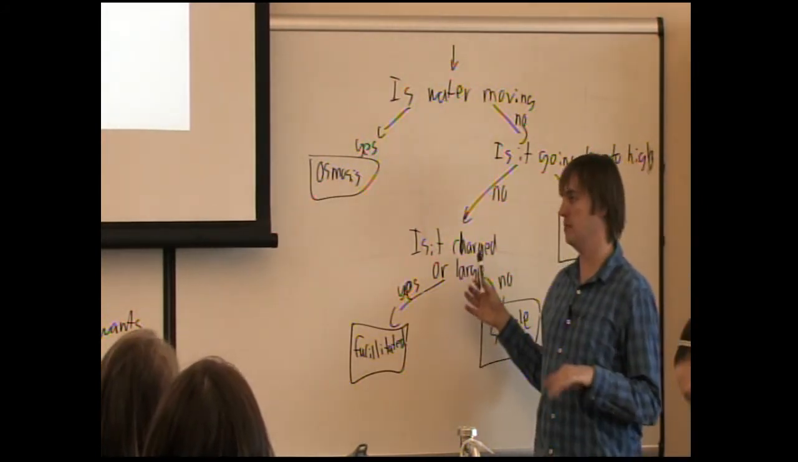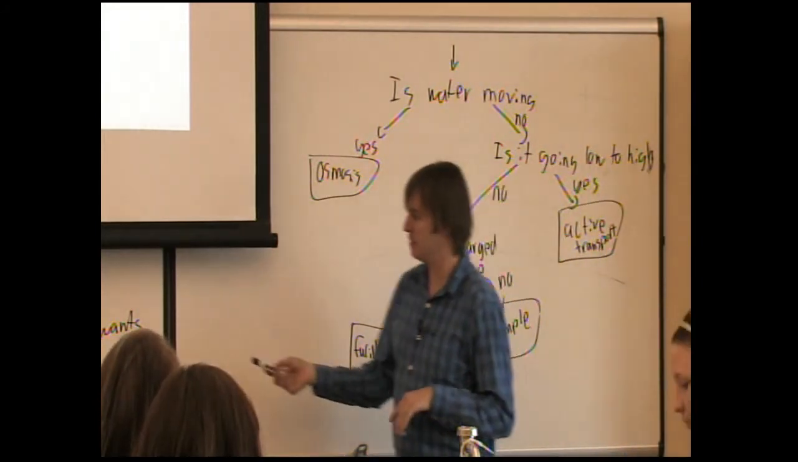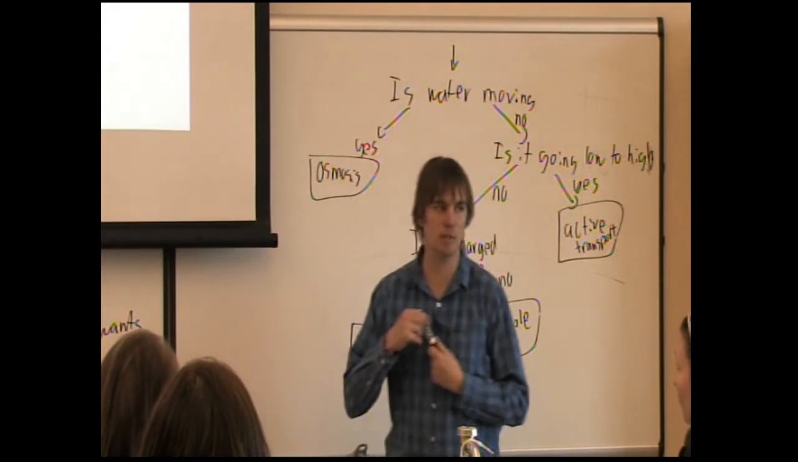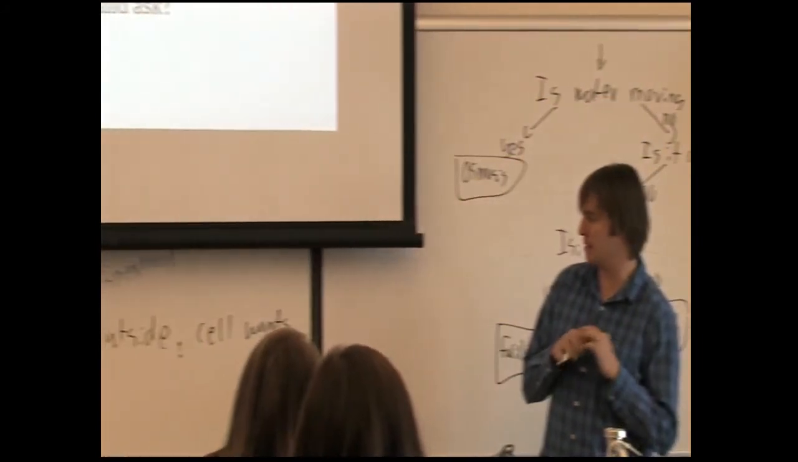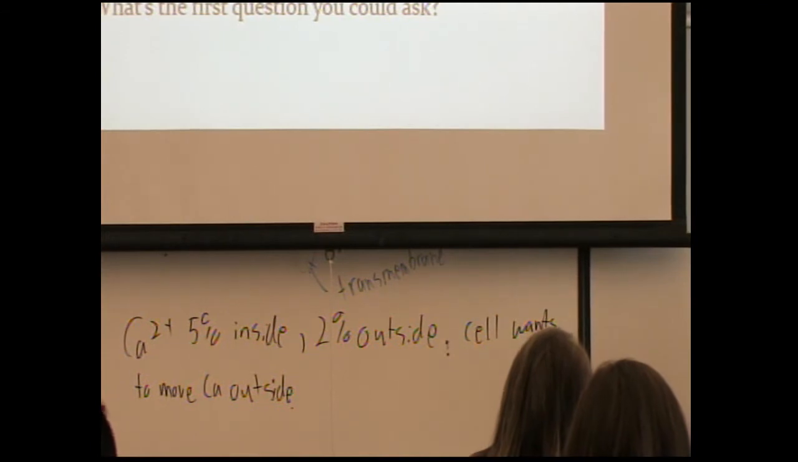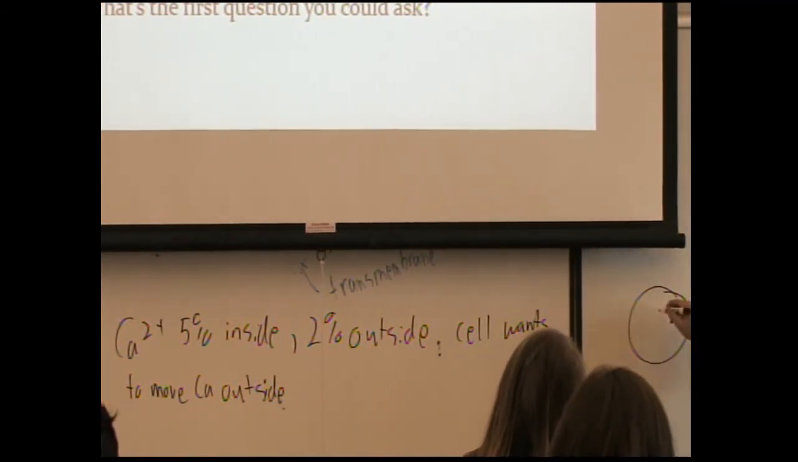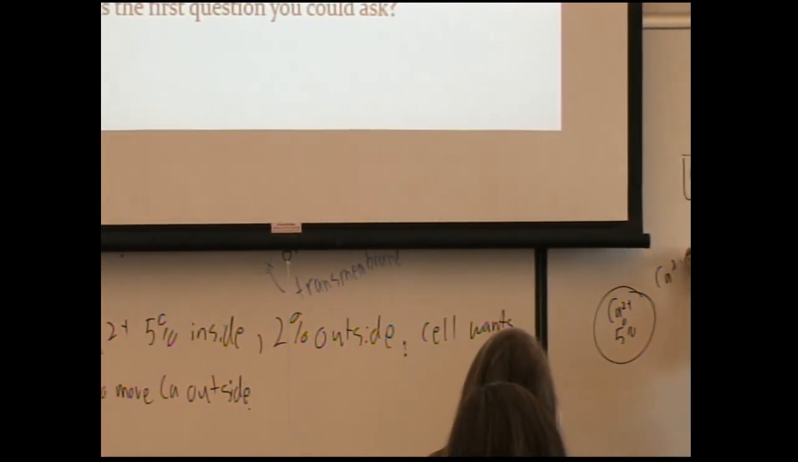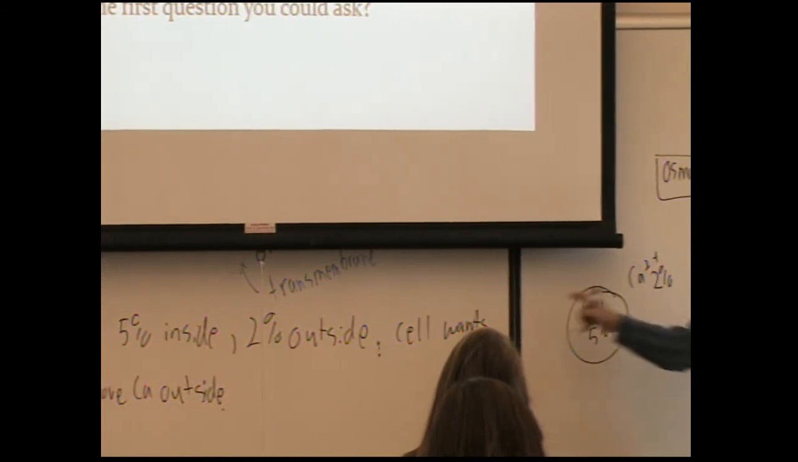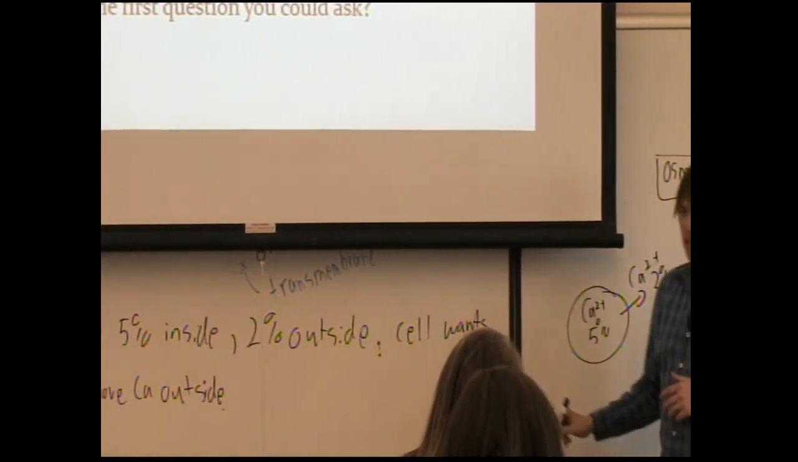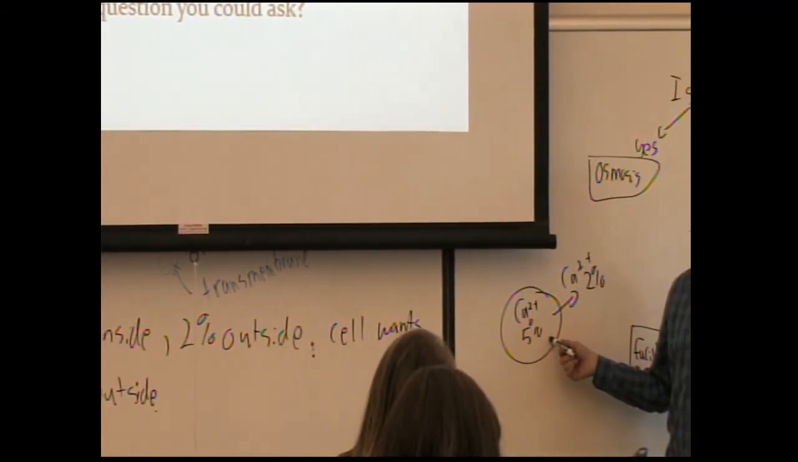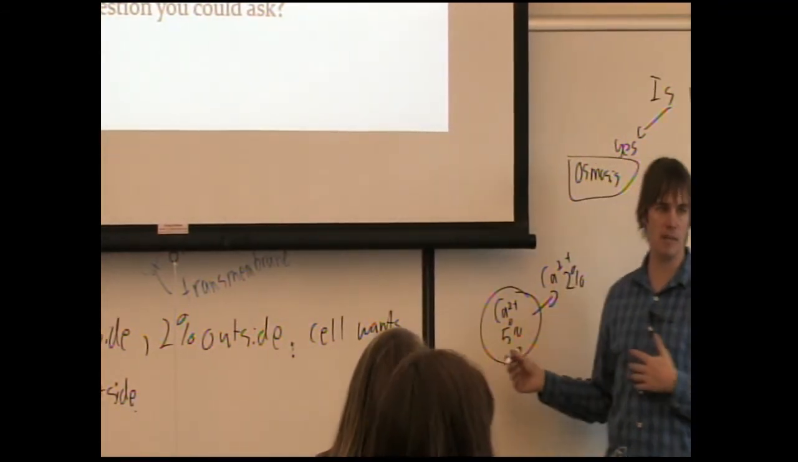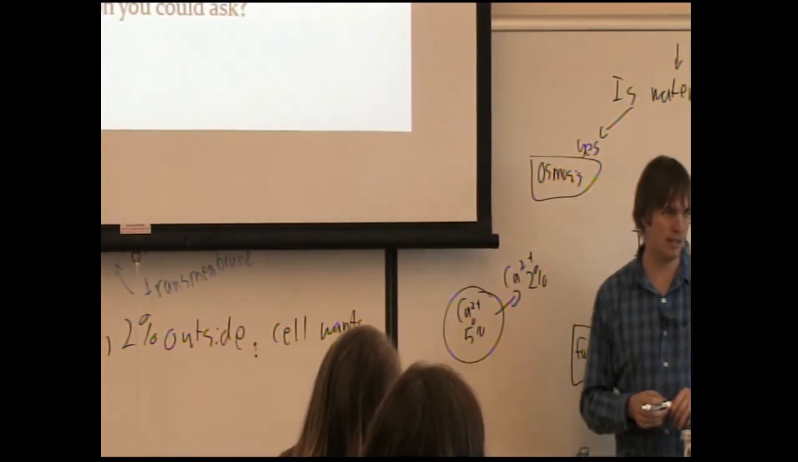all right, so the way you'd use it, we've got this problem over here. Calcium 5% inside, 2% outside. Cell wants to move it outside. Personally, that's too many words and stuff in my head to really figure it out. So I would draw myself a picture. So calcium, 5%. Calcium, 2%. And the cell wants to move it outside. To me, this is a lot easier to figure out than just reading it. So if I read it, I'd draw a picture. If it was a picture, you just stick with it.